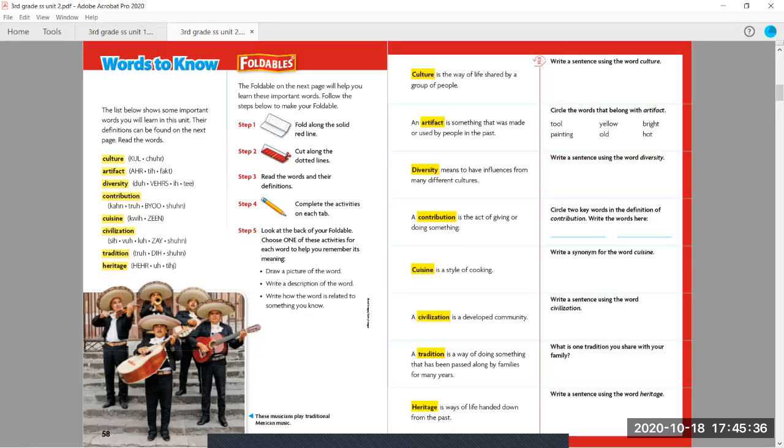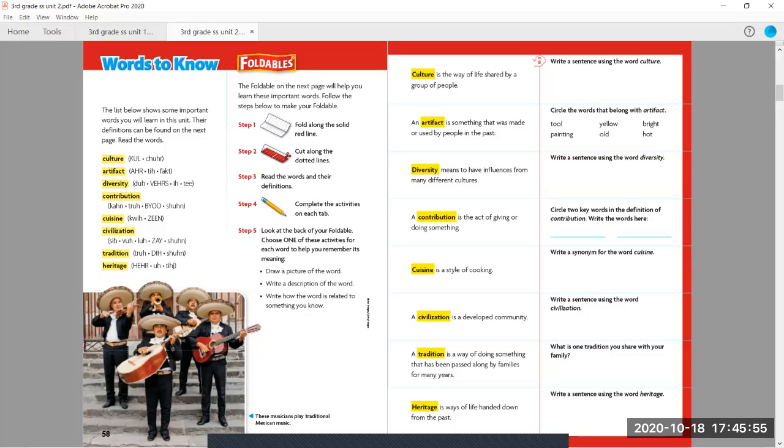Your next word is the word diversity. Diversity means to have influences from many different cultures. So something that is diverse has a little bit of everything in it. It's not strictly from one place. So I want you to write a sentence using the word diversity over here, complete sentence.